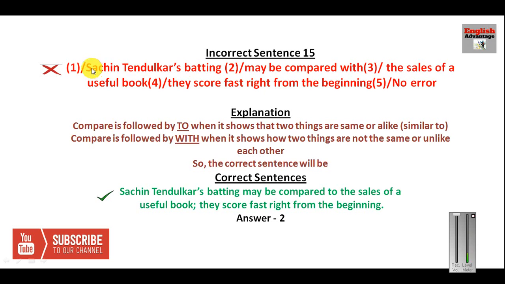So here you are talking about the similarity. You are comparing Sachin Tendulkar's batting with the useful book. So that is why you have to write here compared to, because you are talking about the similarity. We also write similar to. So when you are talking about the similarity, you have to write compared to. So this is the wrong part here. So the answer will be 2.